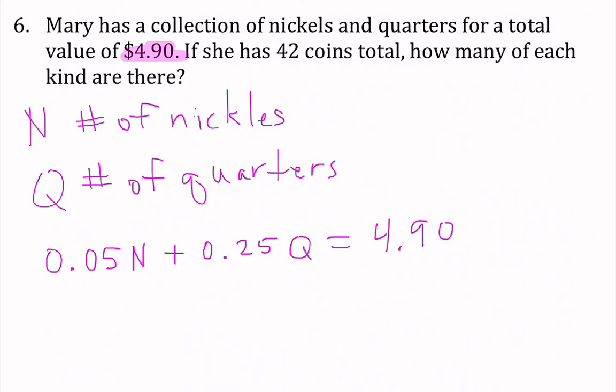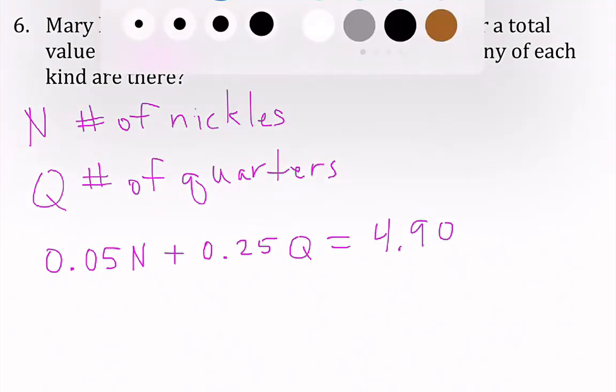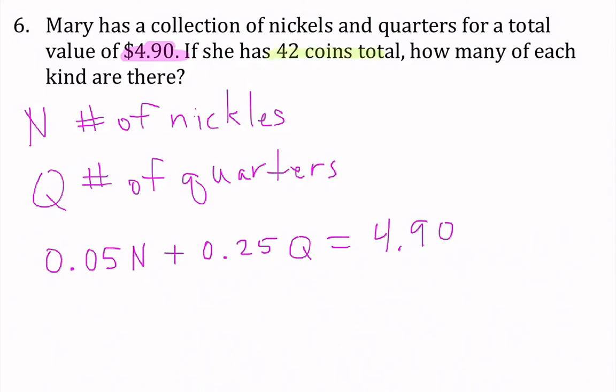So money goes with money. We're done with money. So now we have to find our second total. The second total I see is the total number of coins. Well, she has 42 coins, including nickels and quarters. So I know the number of nickels that she has plus the number of quarters that she has is equal to the total number of coins, which is 42 coins.